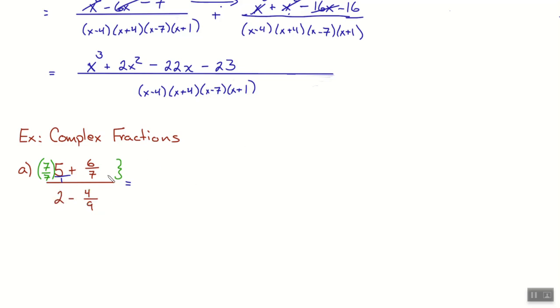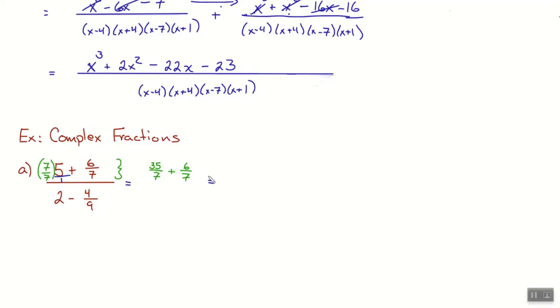What does the numerator turn into? And when I say that, I'm talking about the green top. 5 times 7 is 35 over 7 plus 6 over 7. And we'll even go one step further just while we're here. 41 over 7.